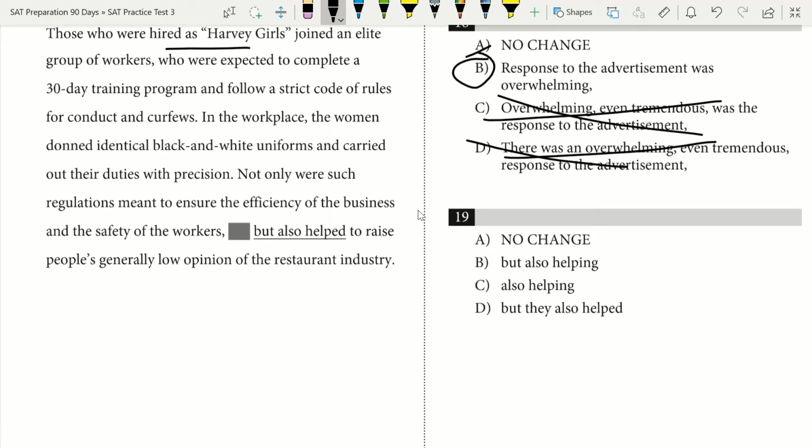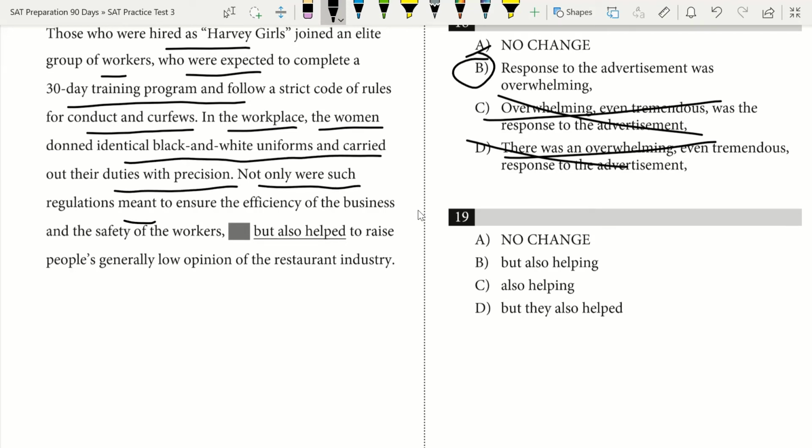Those who were hired as Harvey girls joined an elite group of workers who were expected to complete a 30-day training program, follow a strict code of rules and conduct, and curfews. In the workplace, women donned identical black and white uniforms and carried out their duties with precision. Not only were such regulations meant to ensure the efficiency of the business and the safety of the workers, but also, okay, because we said not only, we would say not only this, but also that. So we want to make sure we have but also.